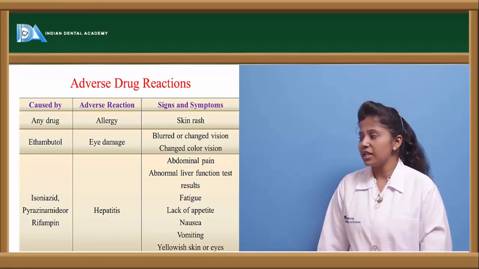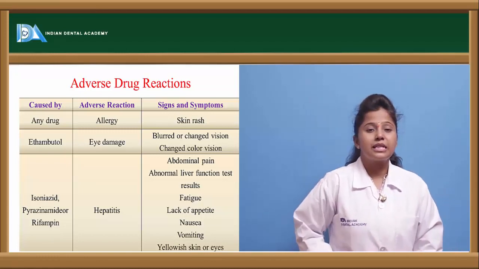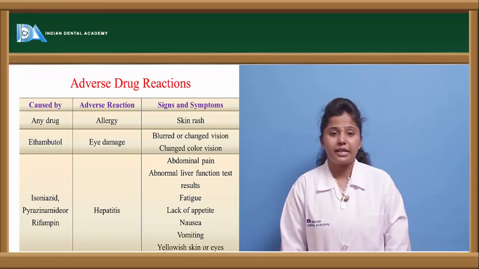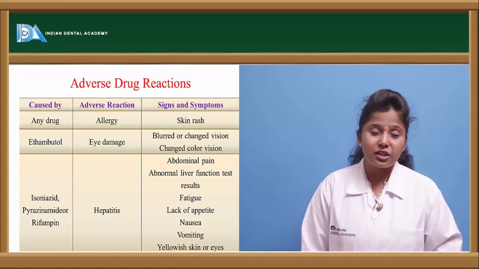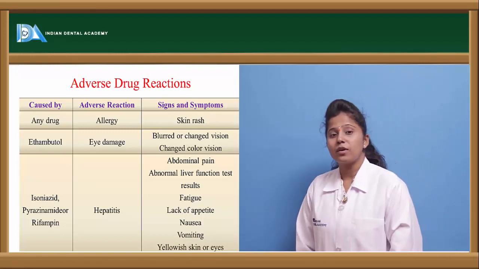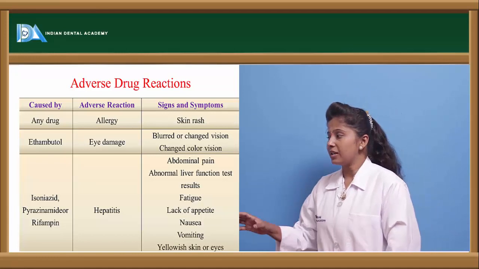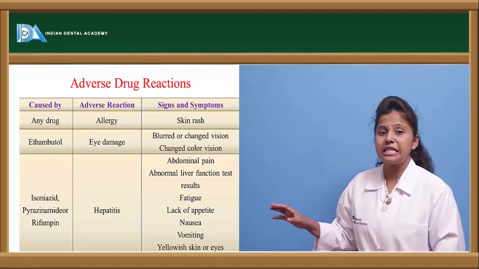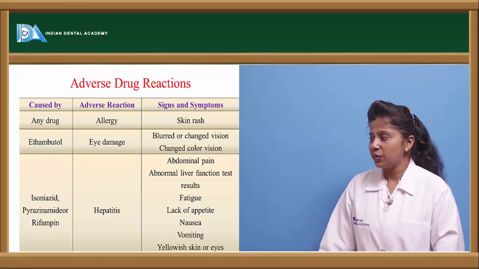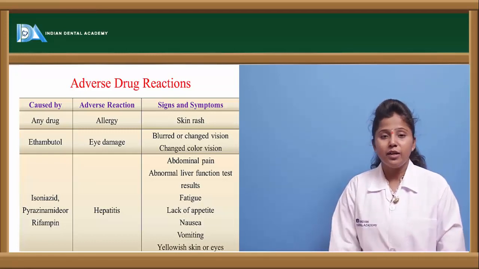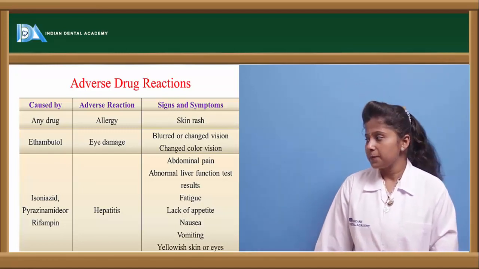And the drugs like isoniazid, pyrazinamide and rifampin show adverse effects like hepatitis. In a hepatitis condition, if these drugs are given, then that condition may be worsened. Hepatitis is one of the allergic reactions, or as we can say, a hypersensitivity disorder. In these conditions, we can see symptoms like severe abdominal pain, liver dysfunction, loss of appetite, nausea, vomiting, and the person will also feel fatigue.